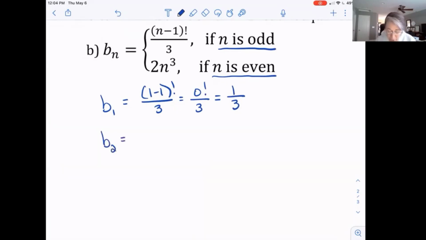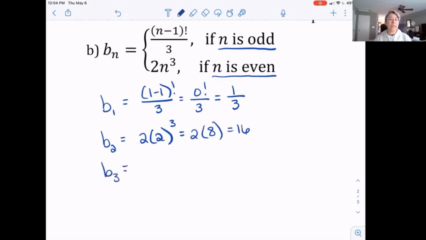B sub 2, our second term, so it's even. So we're going to use that second piece, 2 times 2 cubed. Please, please, please do not forget your order of operations. We have to cube the 2 before we multiply by the 2. So 2 cubed is 8, and that gives us a 16.